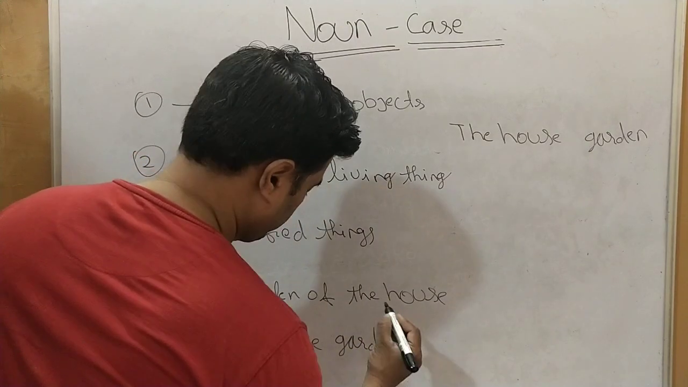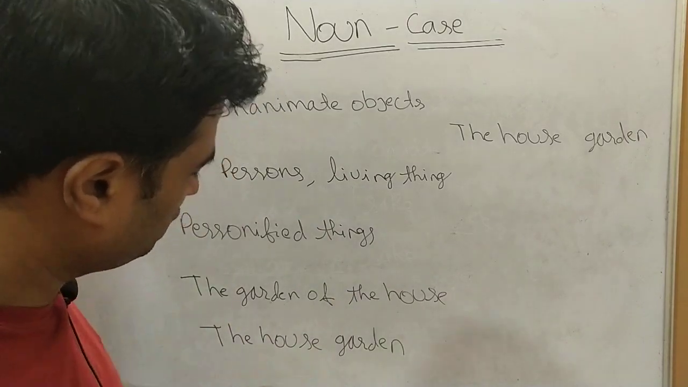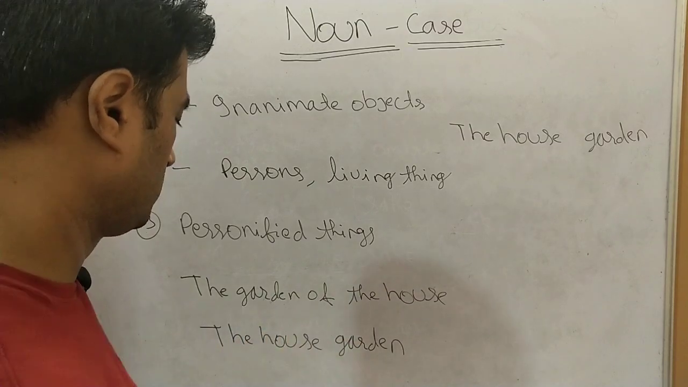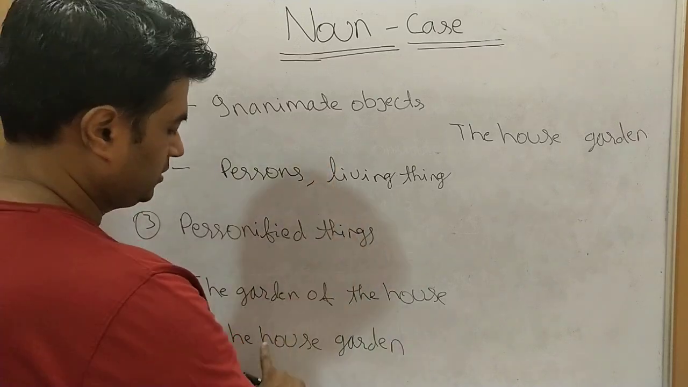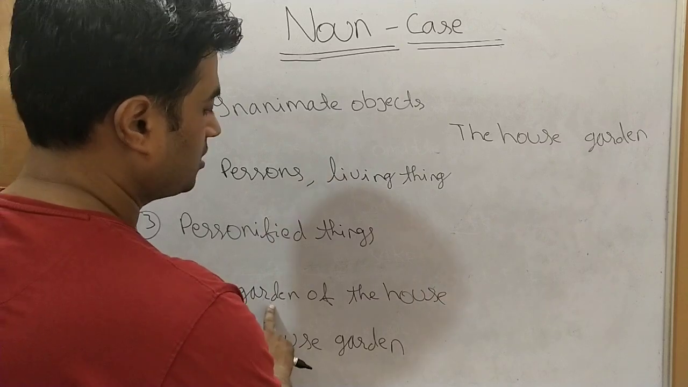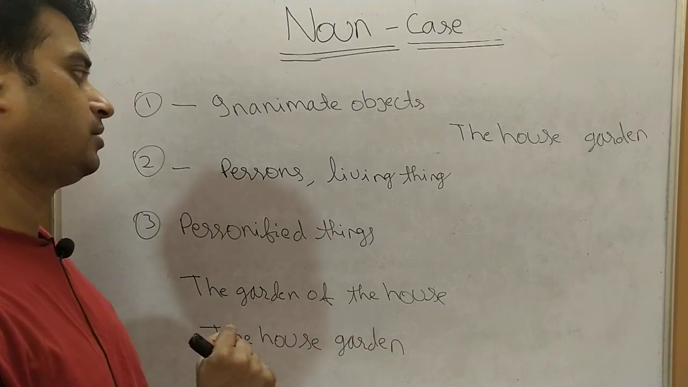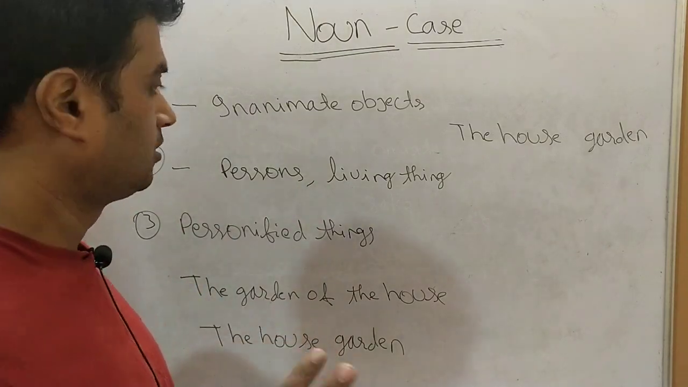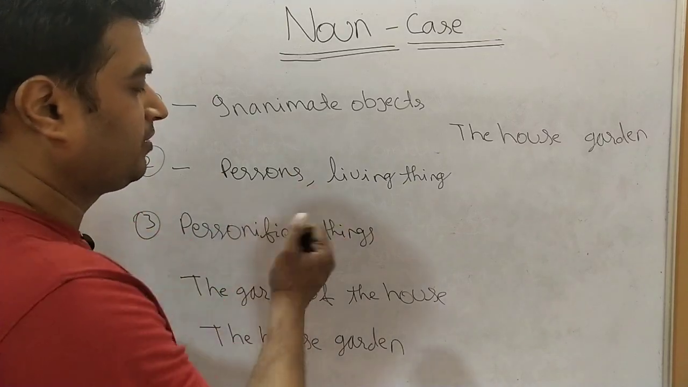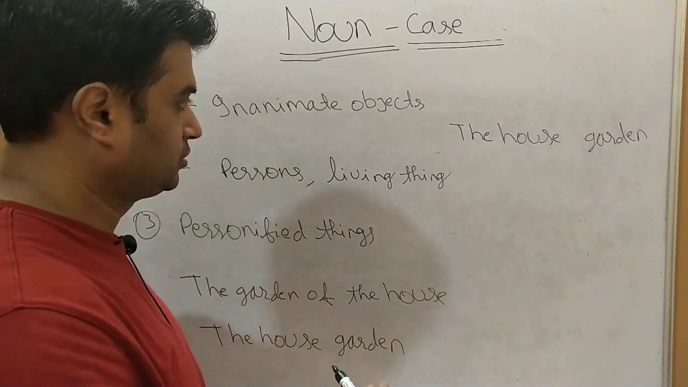Or we can write like this. Here, the house has been treated as if it were an adjective, as if it is qualifying the word garden. तो इस तरीके से या तो हम लोग बोलेंगे the house garden, no apostrophe S, or the garden of the house. So जो inanimate, non-living things होते हैं उनके साथ usually हम लोग लगभग कभी नहीं apostrophe S का यूज करते हैं. Persons or living things, इनके साथ we always use the apostrophe S.